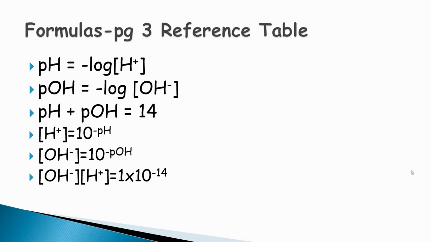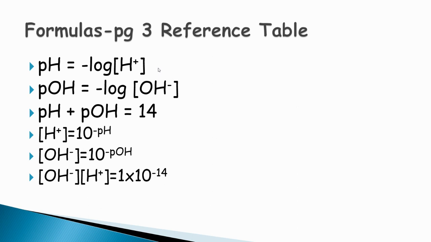Let's take a look at how we can calculate pH and some of the other variables that we use when dealing with acids and bases. There are 6 main formulas that we have available to us, and those can all be found on page 3 of your reference table. Looking at our first formula, here we are solving for pH using the concentration of H+. Remember, concentrations are always given to us in molarity.